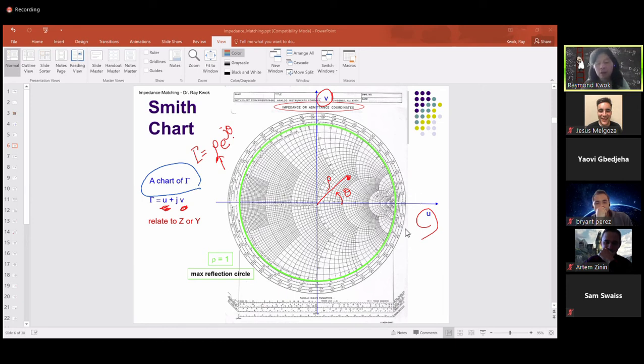Okay. But what is gamma? Gamma is related to impedance also, right? Because gamma is equal to z bar minus 1 over z bar plus 1, with z normalized. So I can also plot this as a function of impedance. Remember, one thing you want to remember is the Smith chart always uses normalized parameters. The impedance and admittance, everything has to be normalized. Okay.